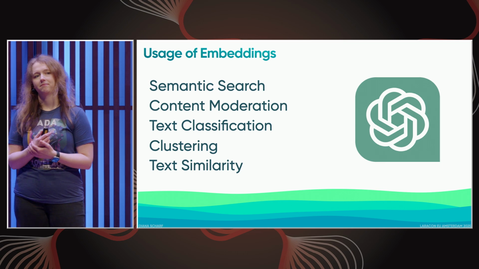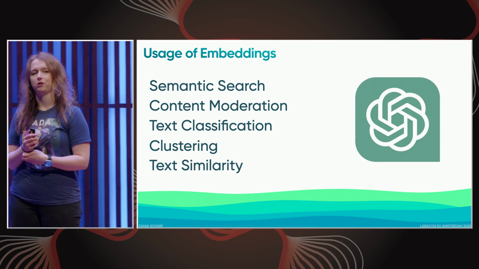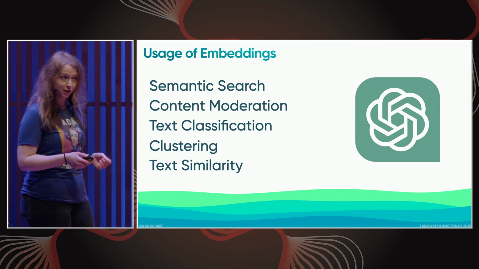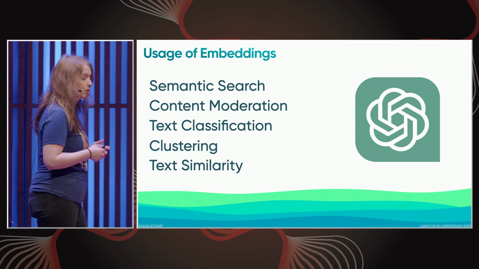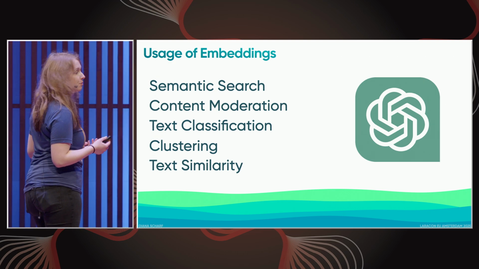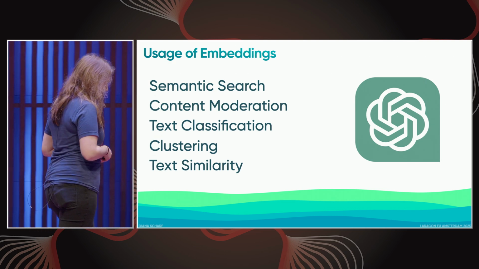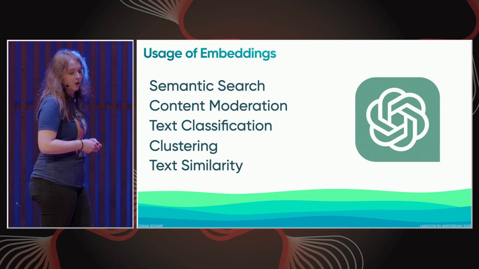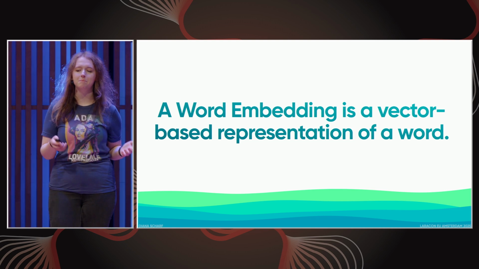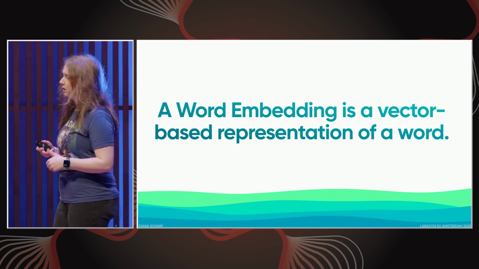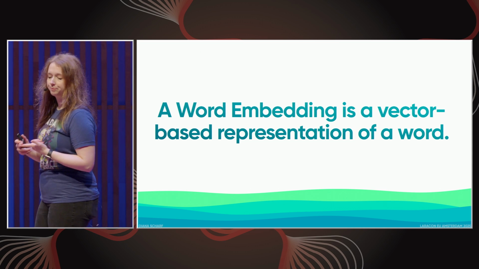Every time you type something into ChatGPT and ask why your code isn't working, it will use embeddings, along with a lot of other things, of course, to find out what you actually want from it. So embeddings are more in your world than you might think. Good. A word embedding is a vector representation of a word. We now know what it is, kind of, and we know what we can do with it.